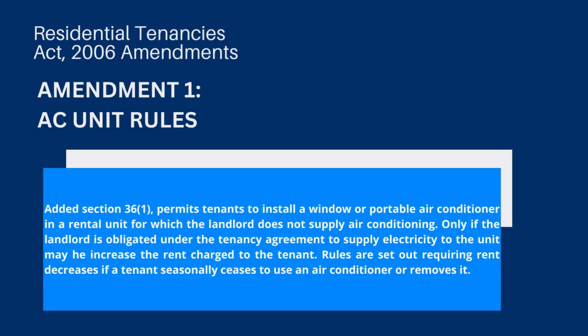Added Section 36(1) permits tenants to install a window or portable air conditioner in a rental unit for which the landlord does not supply air conditioning. Only if the landlord is obligated under the tenancy agreement to supply electricity to the unit may he increase the rent charged to the tenant. Rules are set out requiring rent decreases if a tenant seasonally ceases to use an air conditioner or removes it.